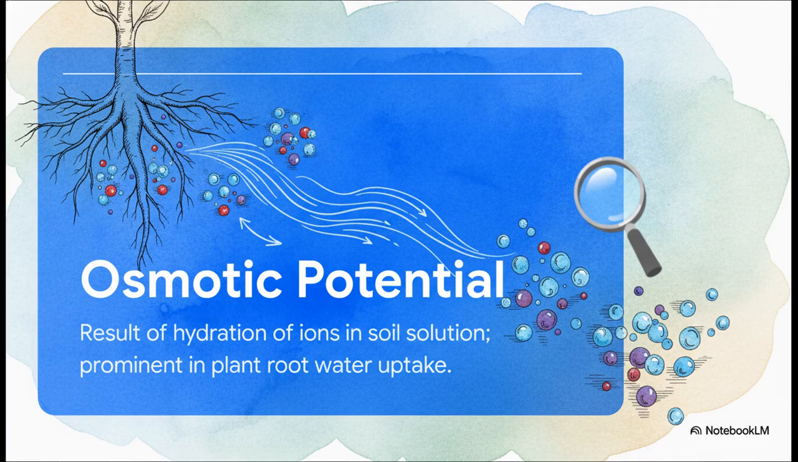Just like matrix potential, this one's also negative. It happens because of solutes and inorganic salts floating in the soil solution. The water molecules start hydrating these ions, which completely saps the water's free energy. So osmotic potential is basically the work it takes to rip those ions away from the water molecules. Now, this doesn't do much to physically move bulk water through the dirt, but man, it plays a massive, prominent role in how plant roots actually suck up that water.